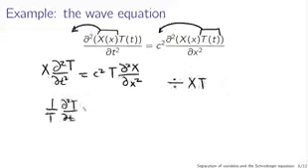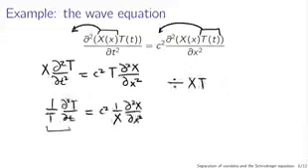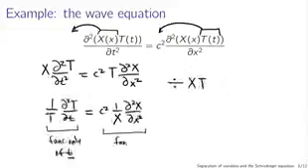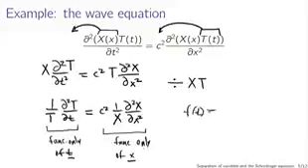with respect to little t, and c squared 1 over big X, second partial of big X with respect to little x. This is fully separated. What that means is that the left-hand side here is a function only of t, and the right-hand side is a function only of x. That's very interesting. Suppose I write this function of t as, say, f of t. This part, let's call that g of x.